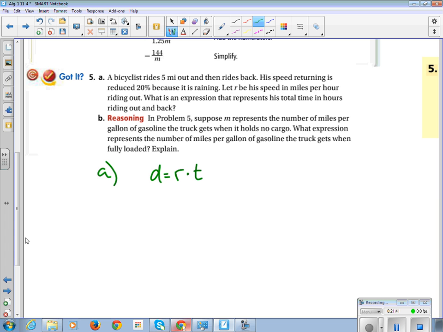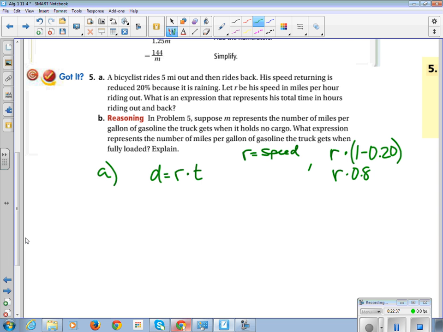So his speed returning, we'll let R equal his speed going out, and then his return speed is R times 1 minus 0.20, because he is reducing his speed by 20%. What is 100 minus 20? 80. And so what is 1 minus 0.2? It's 0.8. So his speed returning is R times 0.8.